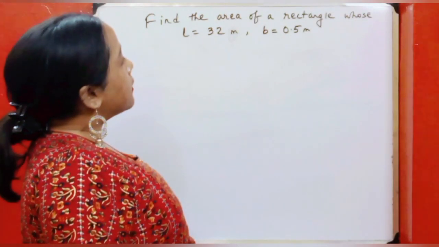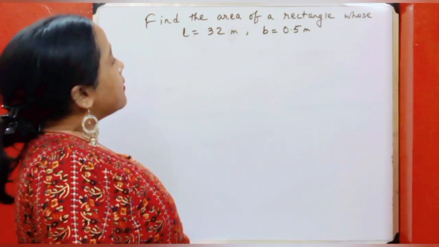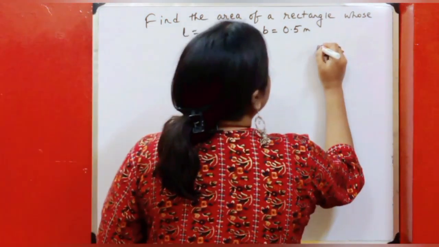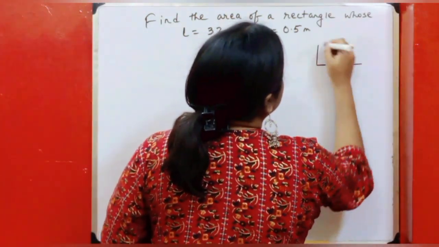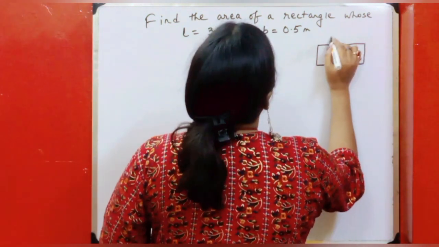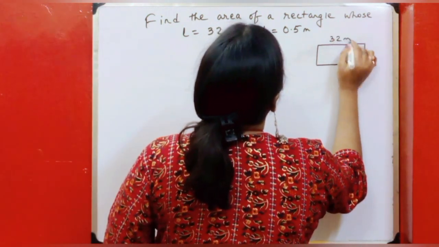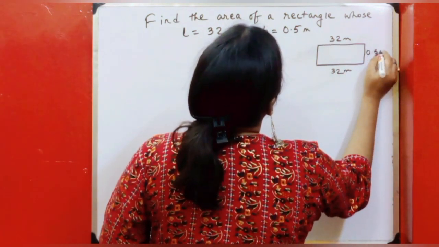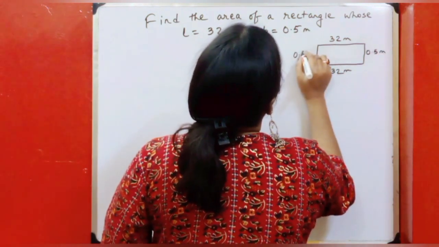Find the area of a rectangle whose length is 32 meter and breadth 0.5 meter. So suppose it's a rectangle, 32 meter, 32 meter, 0.5 meter, 0.5 meter.